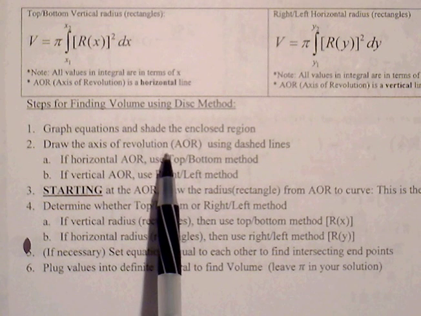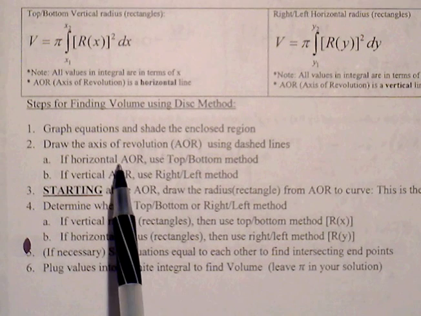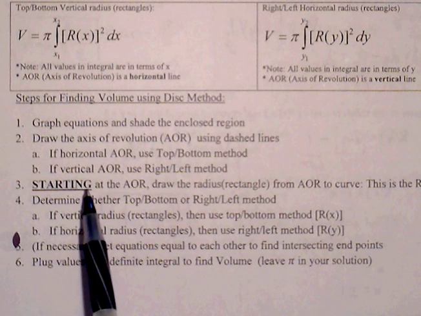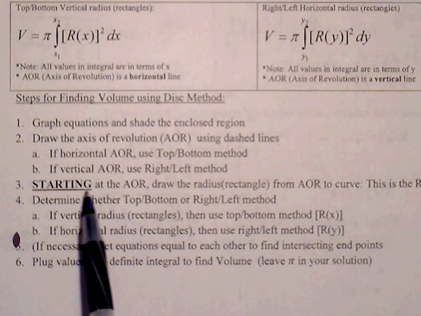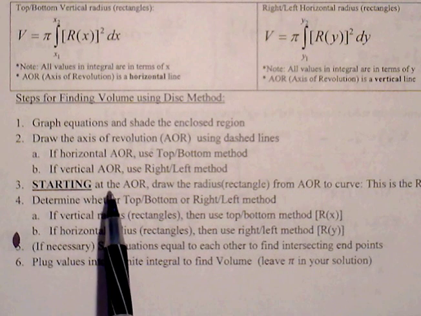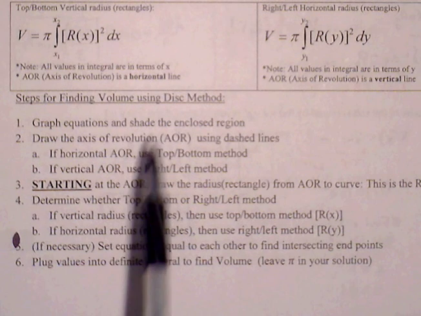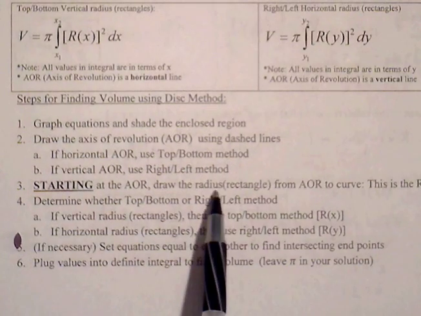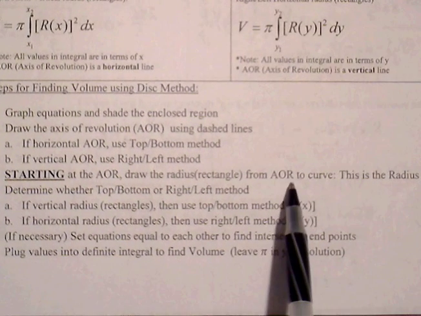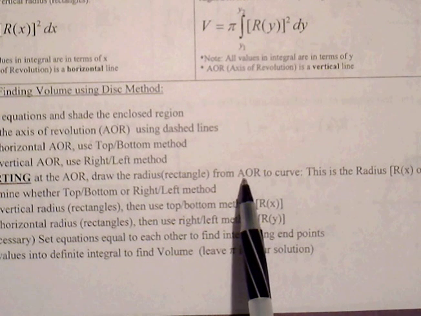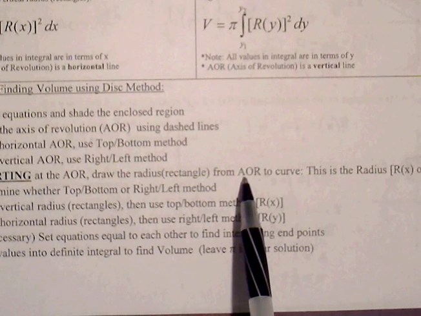Next, we have to draw the axis of revolution using a dashed line. Again, if it's a horizontal axis, we use the top minus bottom method. If vertical, then we use right minus left. Then, starting on the axis, you draw to the curve, and that will represent the radius. Make sure that when you draw your radius, it always includes this axis of revolution. You can't draw a radius that doesn't include the center of that object.